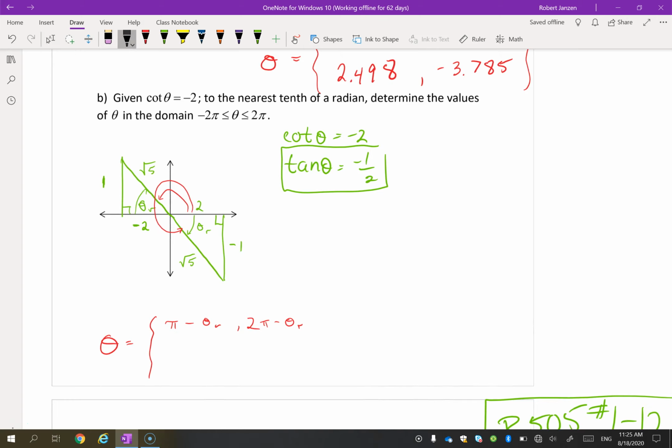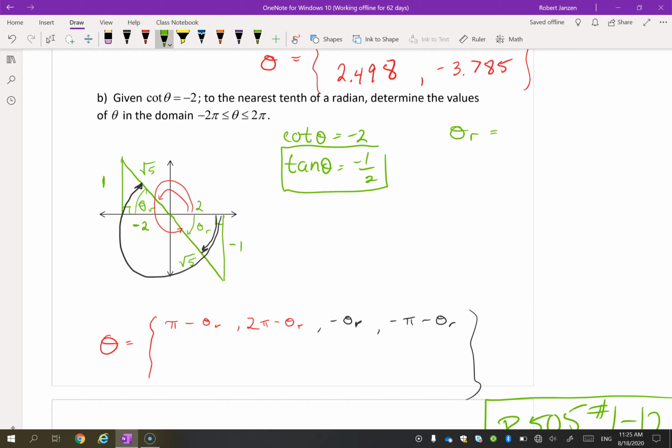Now you're also going to have 2 negative angles. You're going to have this one, and you're going to have this one. Okay, so what are those? It's just going to be the reference angle, but negative. And then it's going to be negative pi take away the reference angle. Those are going to be my 3 angles. All I need to do is figure out what is the reference angle.